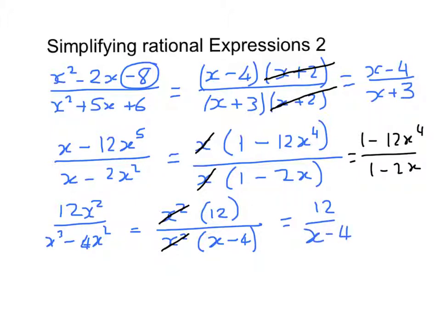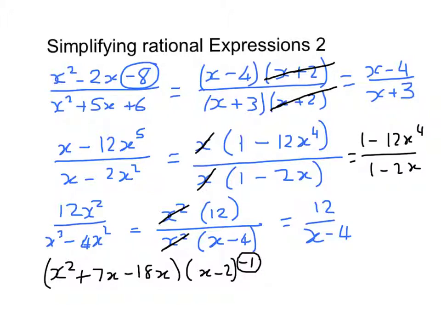Now sometimes these can be written in another way. You might have seen these in exam papers. I might have it written like this to simplify, times x minus 2 to the negative 1. Now we'll be doing negative indices in the next video, but this to the power of negative 1 means it's on the bottom of the fraction. So all that means is this is written with that, and we've got x minus 2 on the bottom.